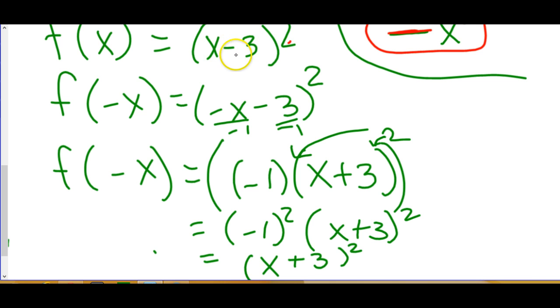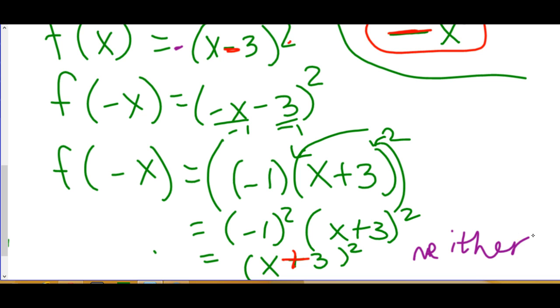So our beginning was x minus 3 squared, our end is x plus 3 squared. Definitely didn't stay the same. We went from a minus in the middle to a plus. And then if it was going to be an odd function, we would have to take this whole thing and just put a negative sign in front of the entire thing, which obviously we did not do. So this one would be neither.